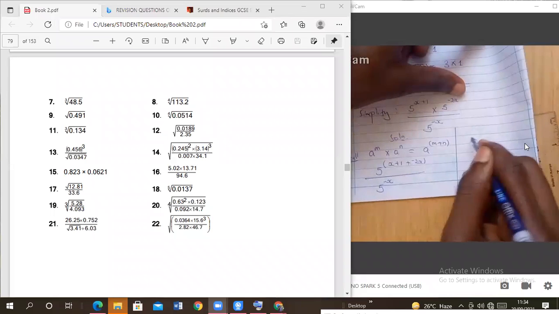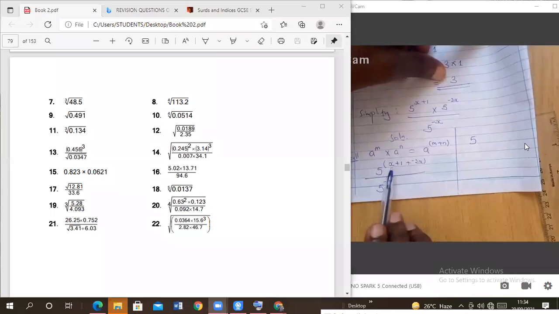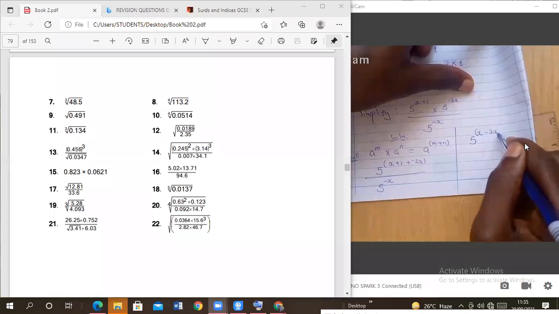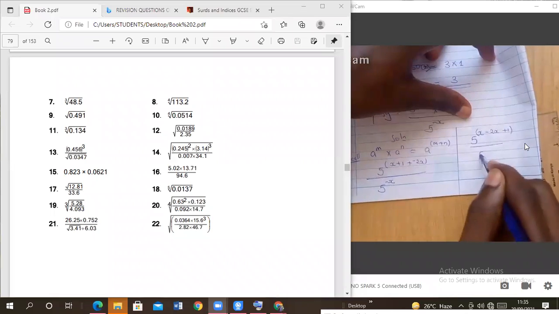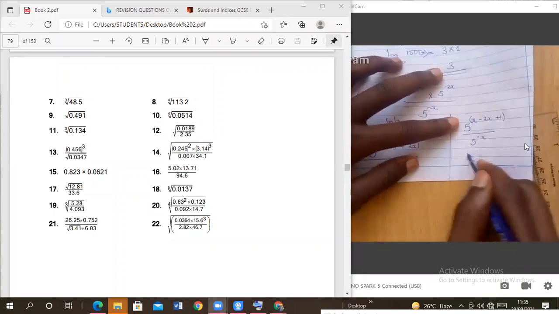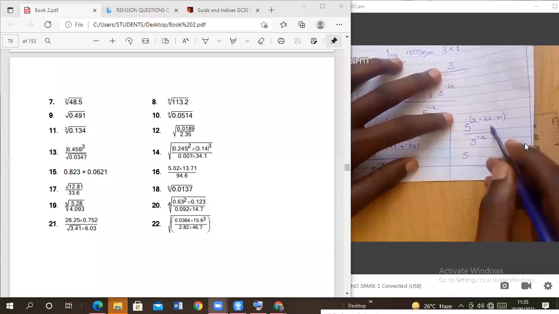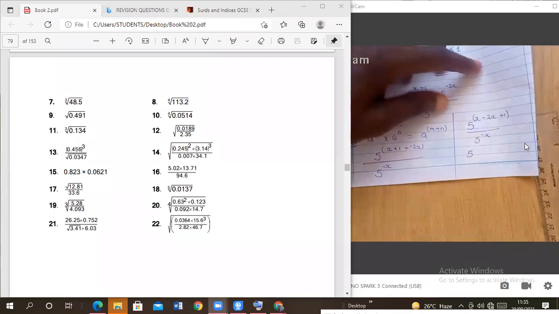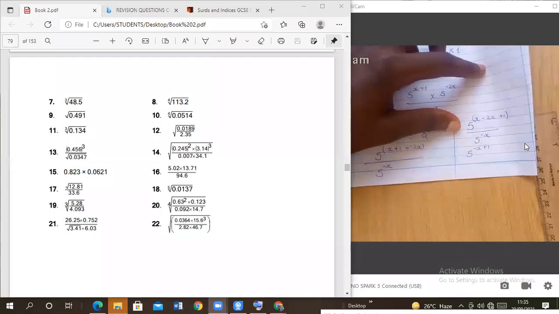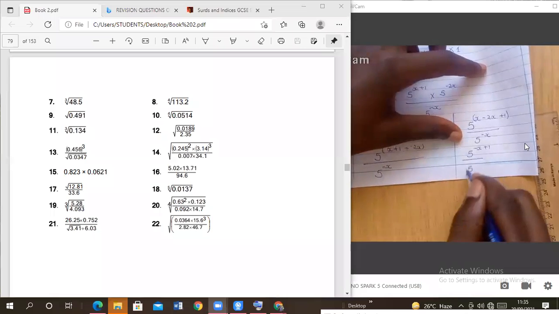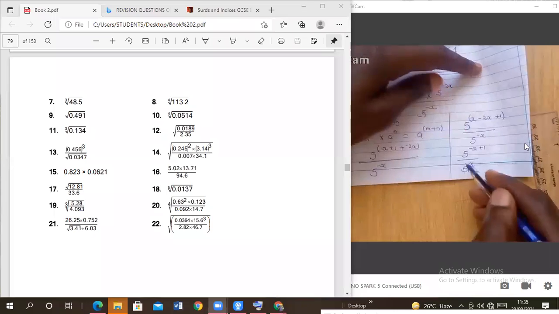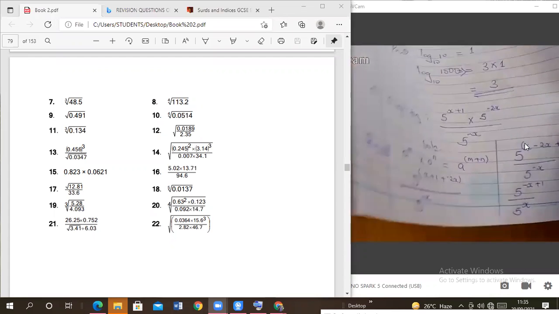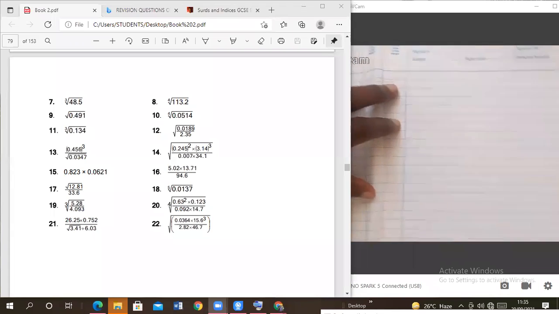So what do we get here? So this one will give us 5 to the power x minus 2x plus 1, divided by 5 to the power negative... So this one will give us 5. This one will give you what? x minus negative x plus 1, divided by 5 to the power x. We are dividing. And if you're dividing and they have the same base, what do you do to their powers? Subtract. We subtract their powers.